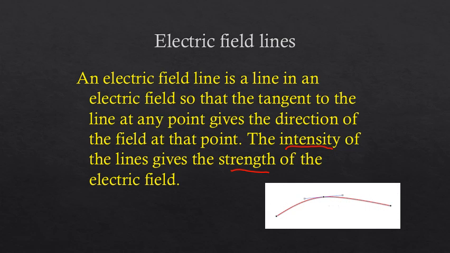So that first sentence saying that the tangent to the line at any point gives the direction of the field at any point. So here we have an electric field line in red, okay. And the direction of the field is going to be the tangent to that line. So that's actually illustrated by that blue point there. Okay, that's a tangent to the electric field line, which actually gives the direction of the electric field at that particular point here.